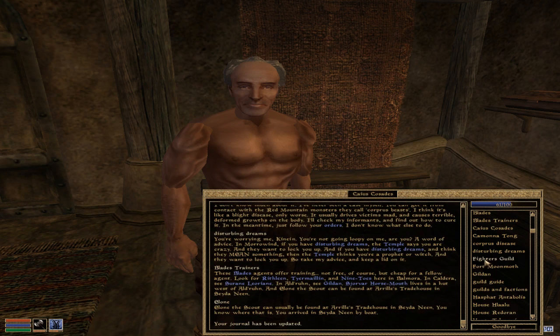Alone the scout can usually be found in a Tradehouse in Sadrith Mora. You know where that is. You arrived in Seyda Neen by boat. Okay.